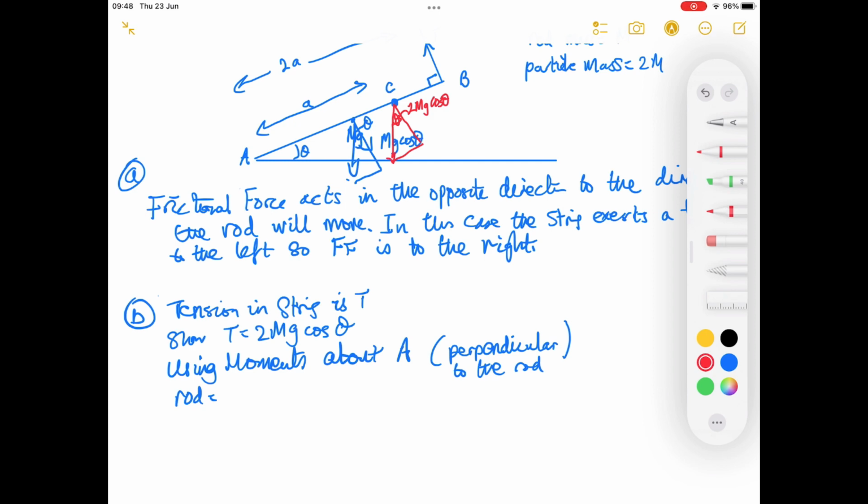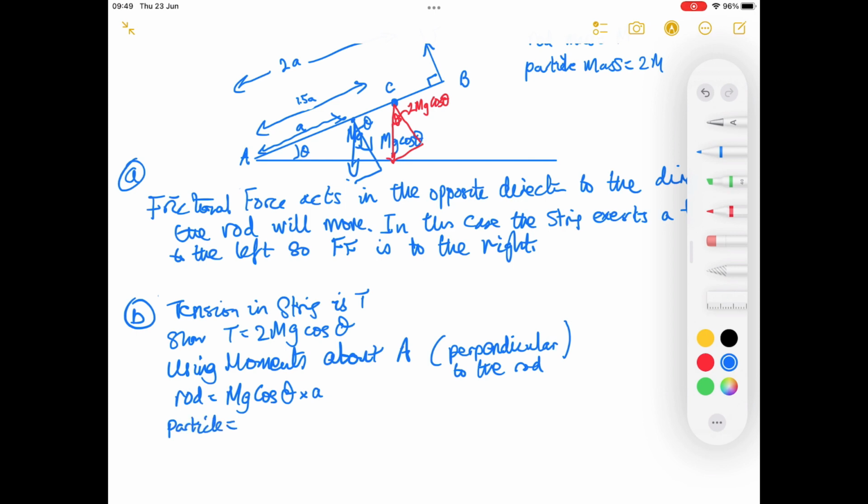All right, and to work out the moments, you just have to multiply by the distance from the point you're measuring from, which is point A. So for the rod it's mg cos theta times a, and as I mentioned, for the particle the distance is 1.5a, so it'd be 2mg cos theta times 1.5a. Okay. So let's write that down.